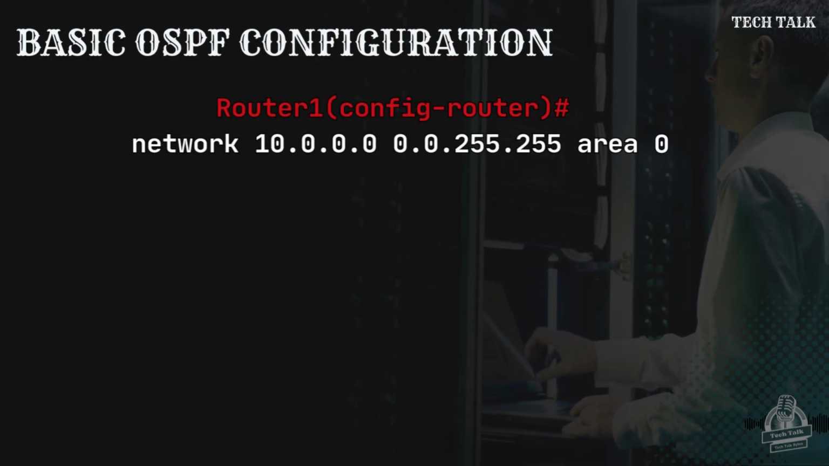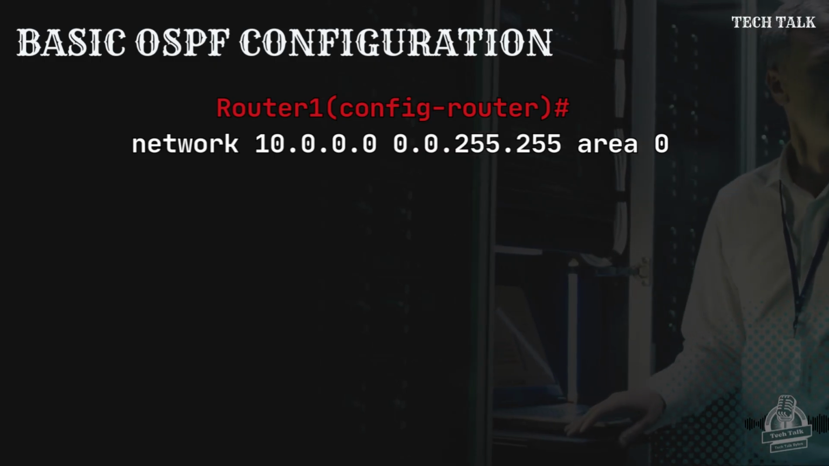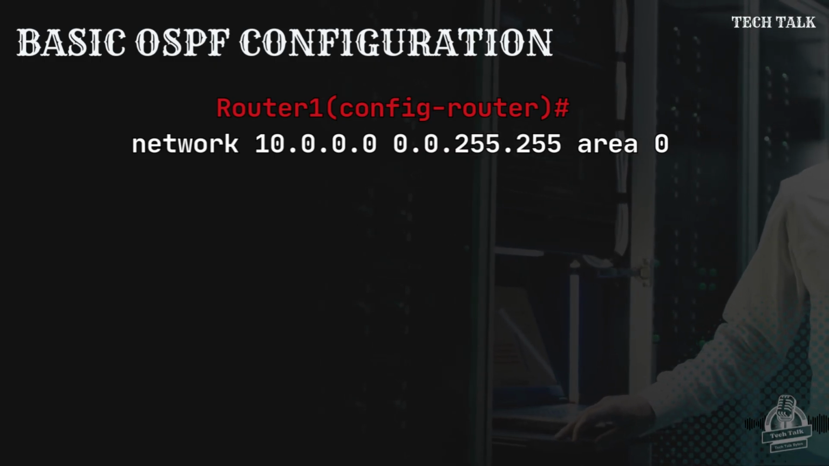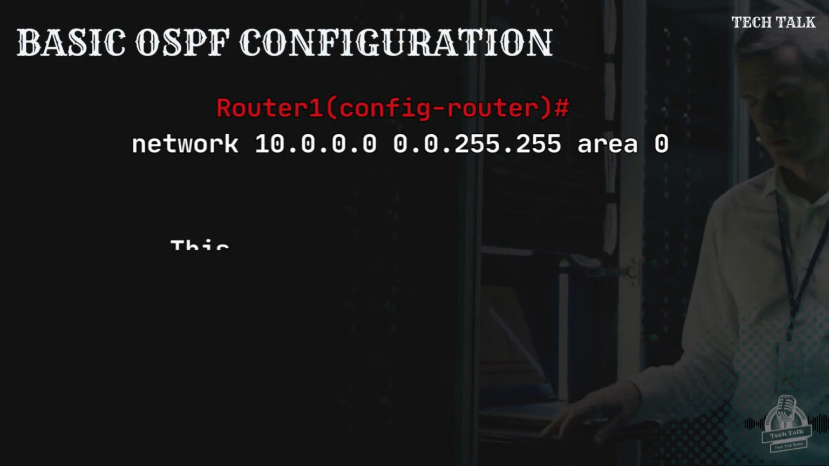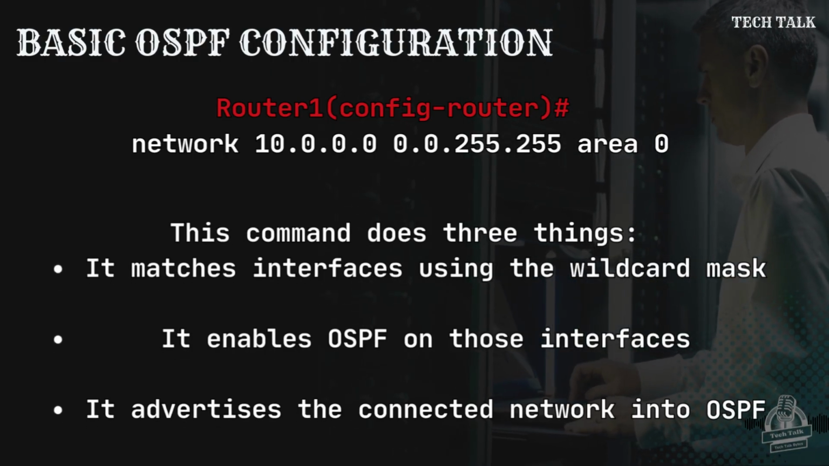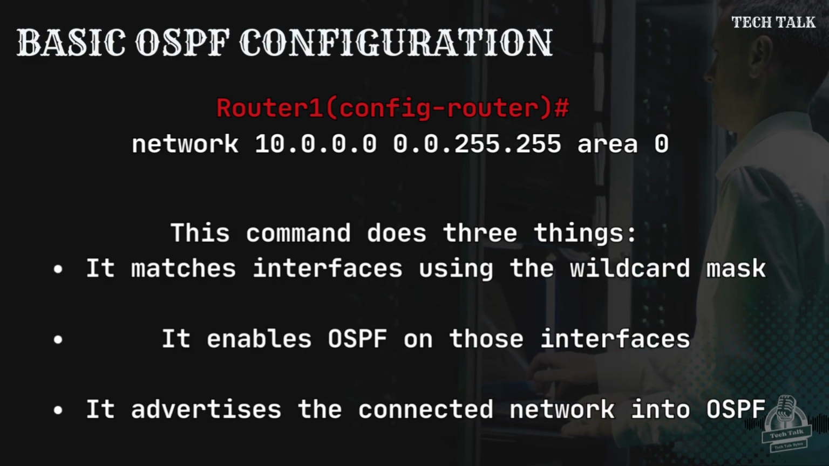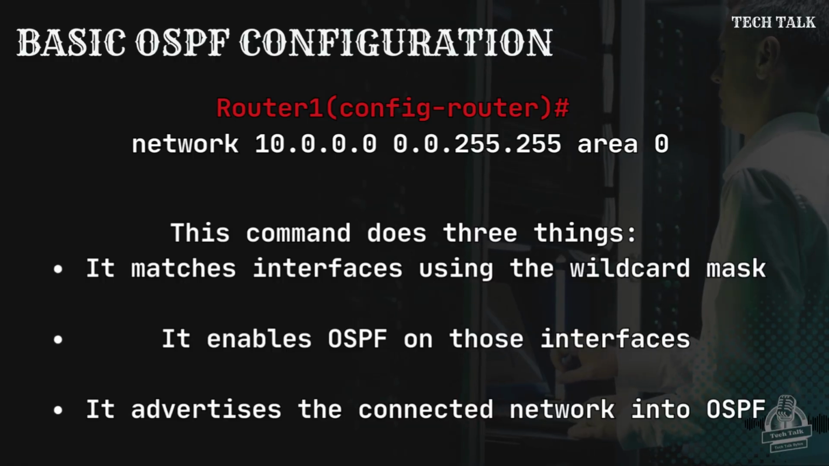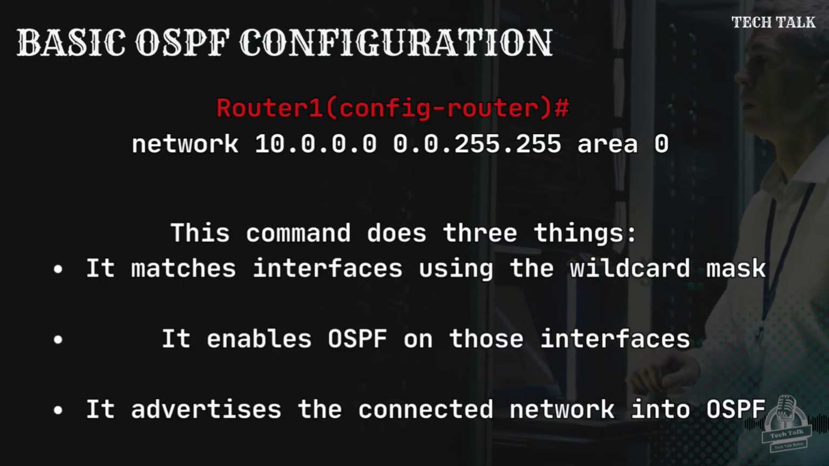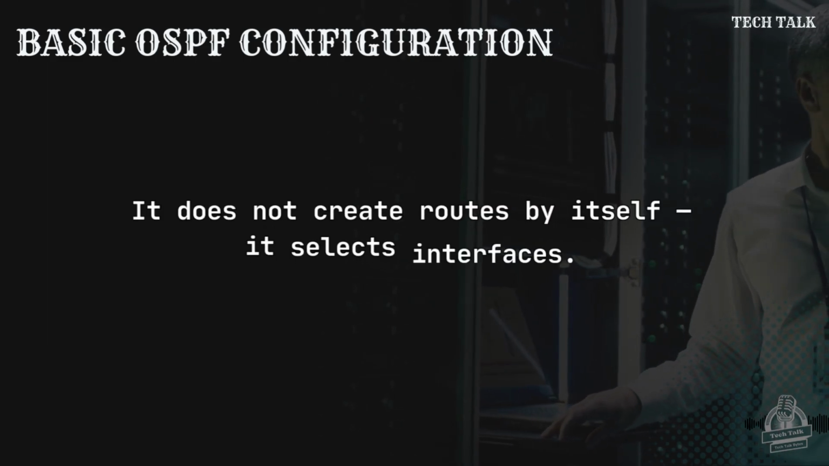Next comes the network command. Network 10.0.0.0 0.0.255.255 area 0. This command does 3 things. It matches interfaces using the wildcard mask. It enables OSPF on those interfaces. It advertises the connected network into OSPF. It does not create routes by itself.